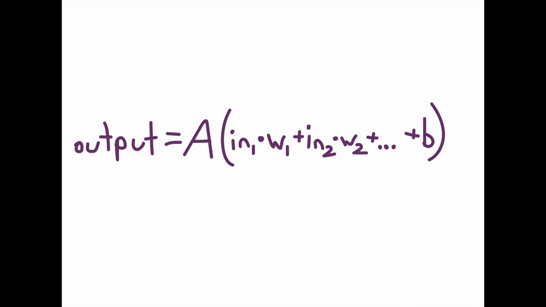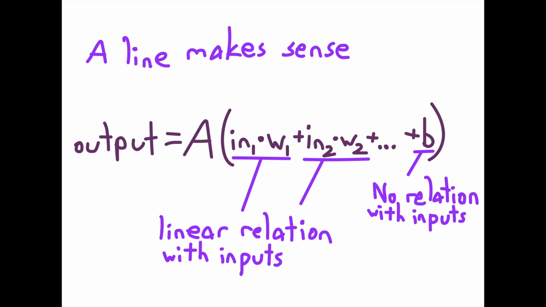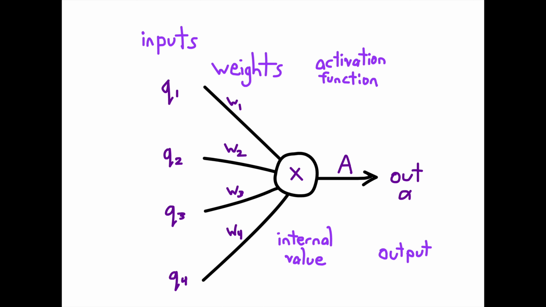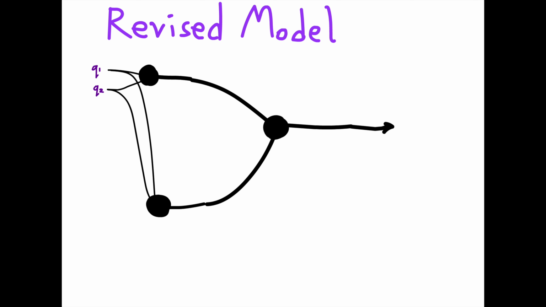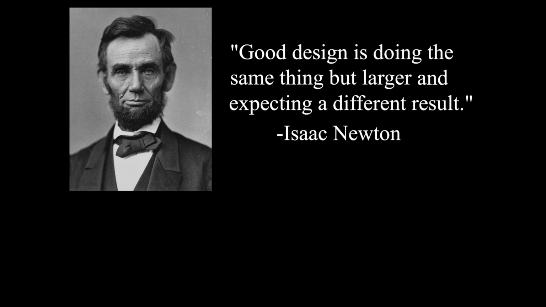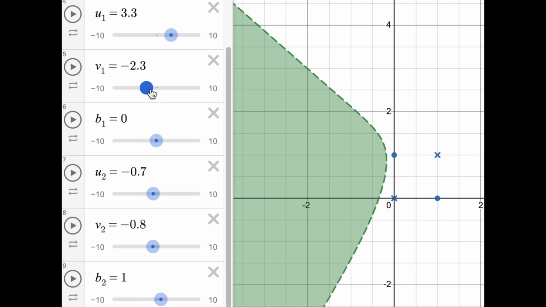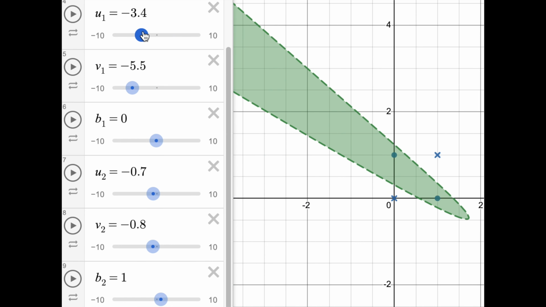If we go back to the equation representation, this makes sense. We aren't squaring anything. The only relationship we ever have between the variables and the weights is a linear one. Back to the drawing board we go. If our device isn't working, what do? That's right, we add more of the same thing. As a wise person once said, good design is doing the same thing, but larger, and expecting a different result. So our new setup will have 3 perceptrons arranged like so, and now I'll try adjusting the weights. And there we go.